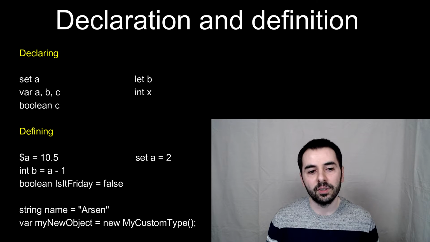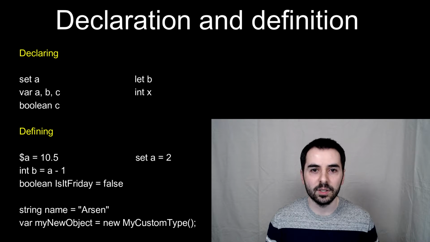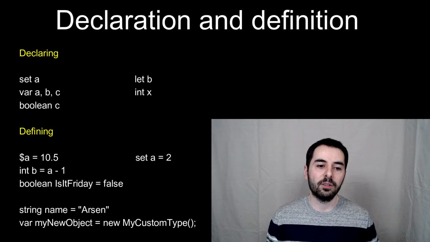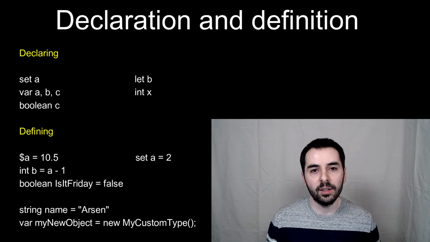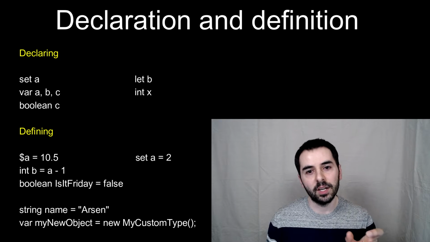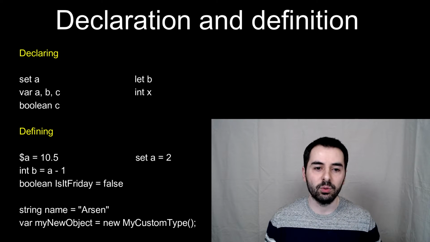You can see that different languages have different keywords, as I said, for creating a variable. There is let, set, var, and then most of the languages support the way where you just specify the data type, and we'll get to types in the next video, and then the name of the variable.